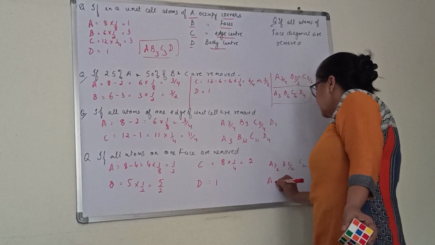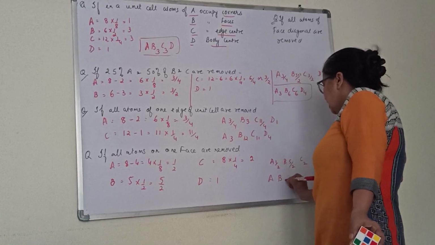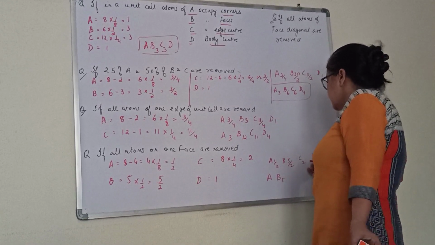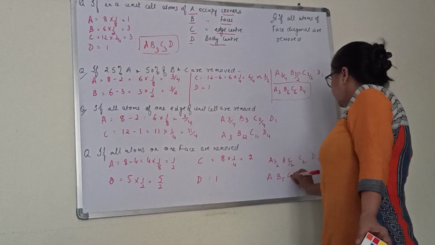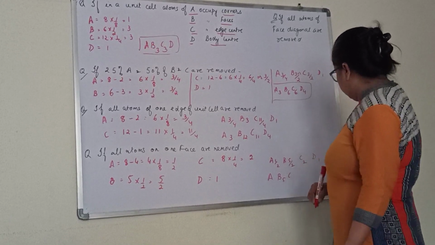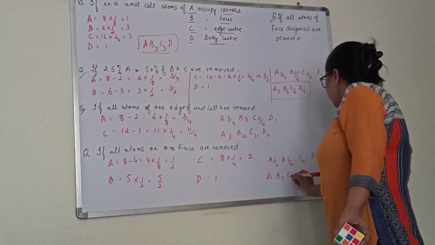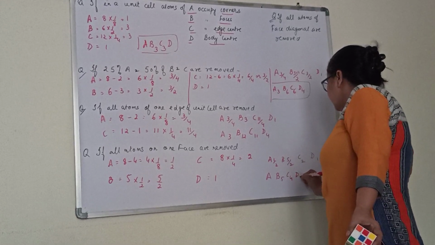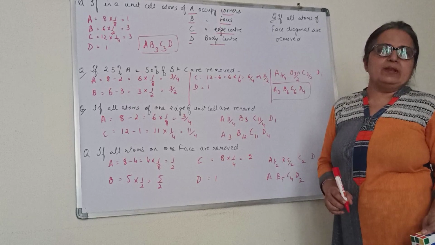So I will have this A. B, you will have 5 only. This you will multiply by 2. That means you will have this 4. This you will have as 2. So this will be the formula.